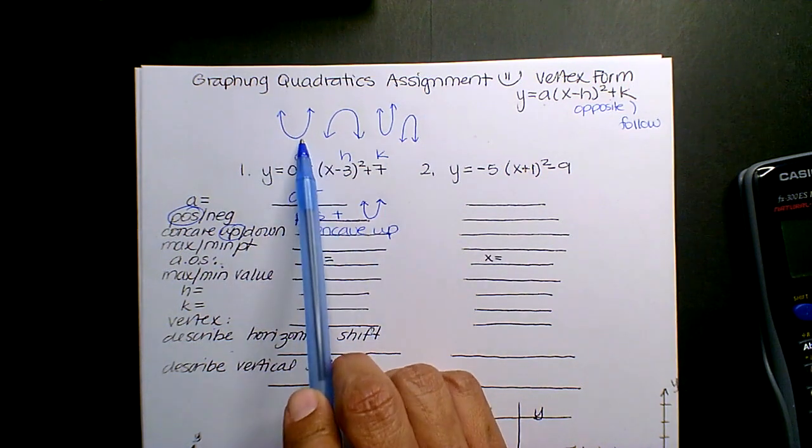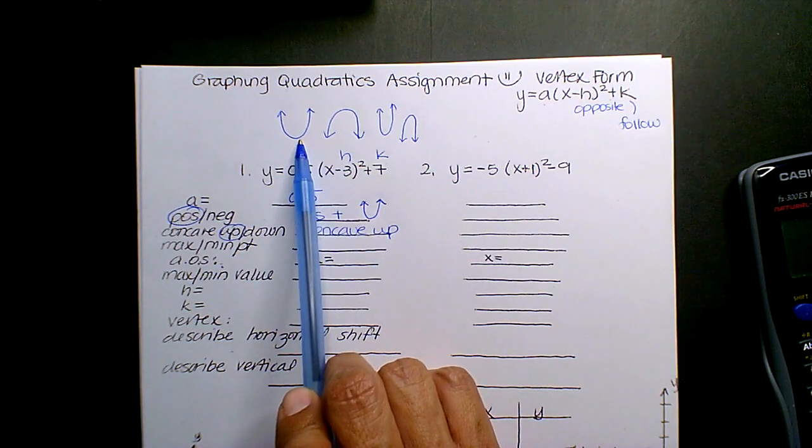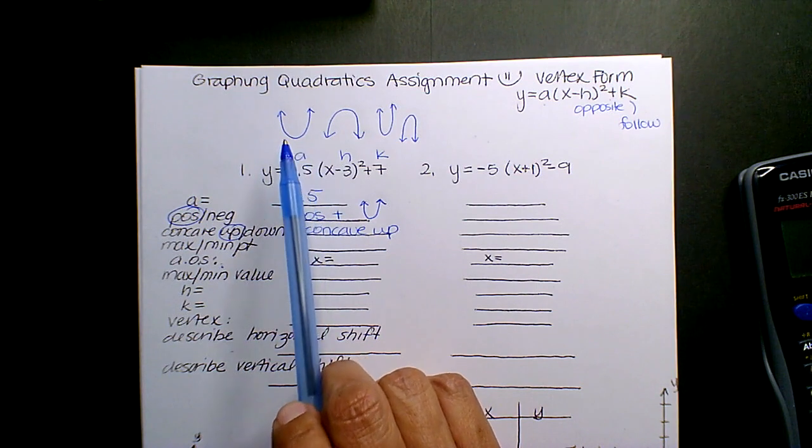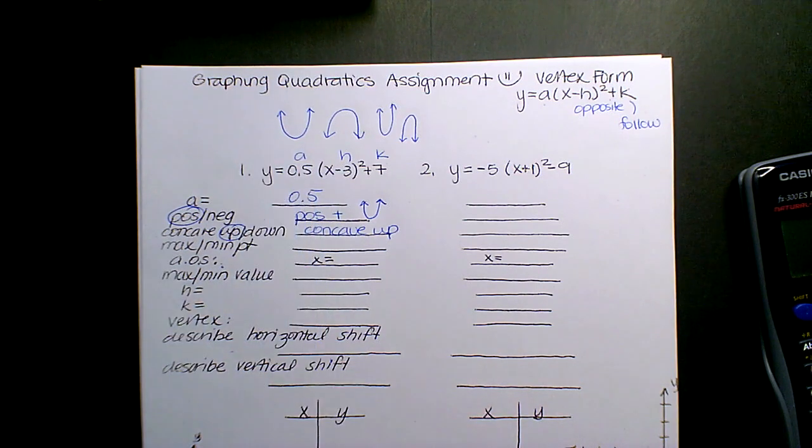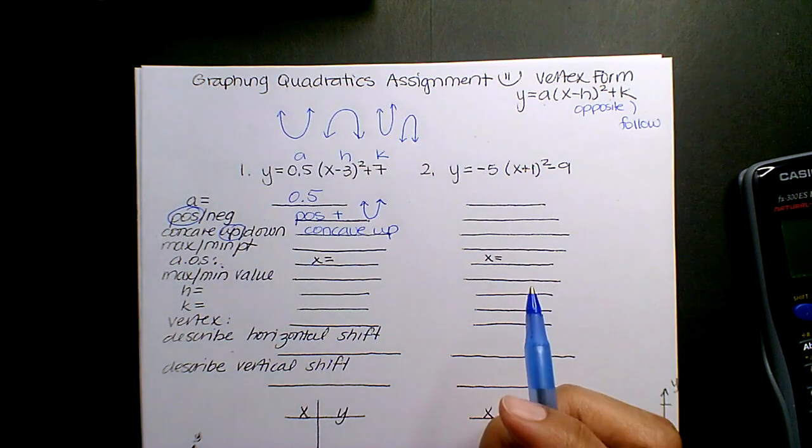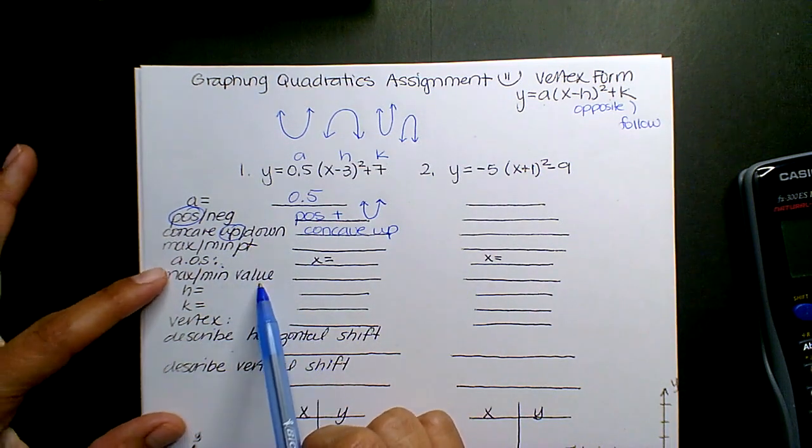What is concavity? Concavity is the orientation. So the graph of a parabola, a quadratic, looks like this. The concavity is: is it up, is it down, is it right, or is it left? If you study optometry or physics, concavity is that bend. It's not a line. It's the curve.